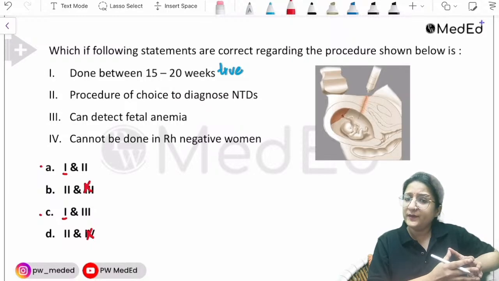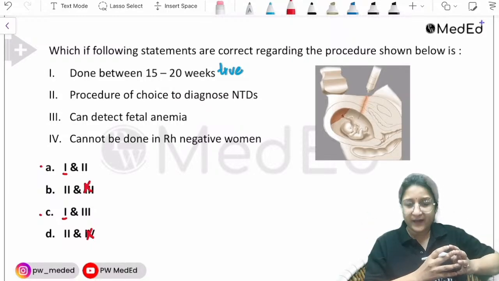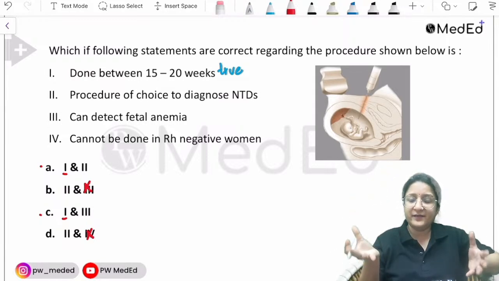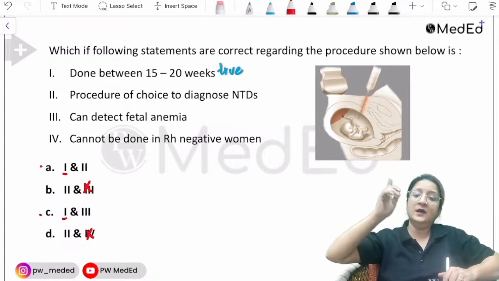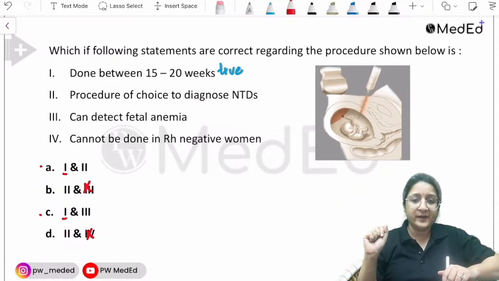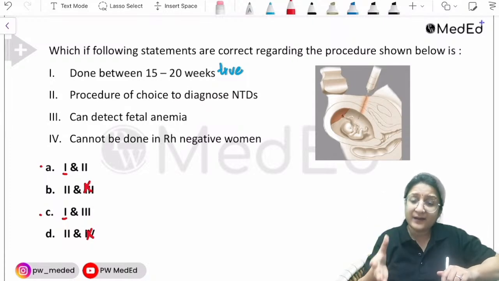Is that a true statement? Neural tube defects are structural abnormalities. There may be a spina bifida, maybe an anencephaly, maybe an encephalocele, a meningocele on the back of the baby's spine. Now, how are these neural tube defects diagnosed? These are diagnosed by targeted sonography. They're diagnosed by ultrasound.